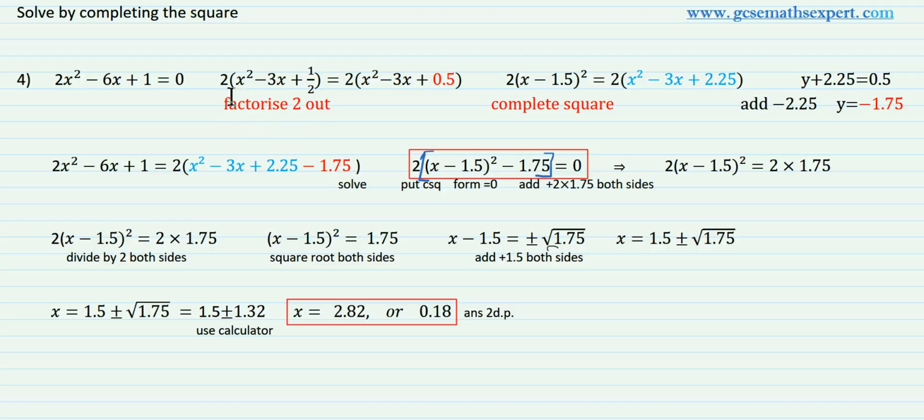So you take the 2 out here and you divide everything inside by 2, yeah? So this will become x squared, this will become minus 3x, this will become half, yeah? Which will be this. Then you complete the square for this. Now you can check if it's correct by multiplying this 2 into the bracket.